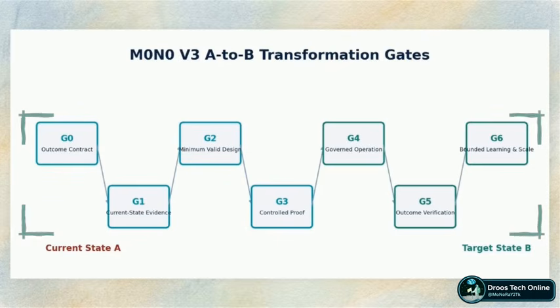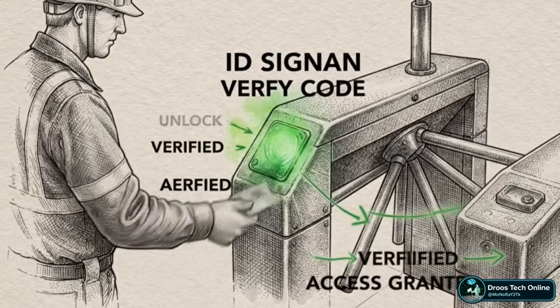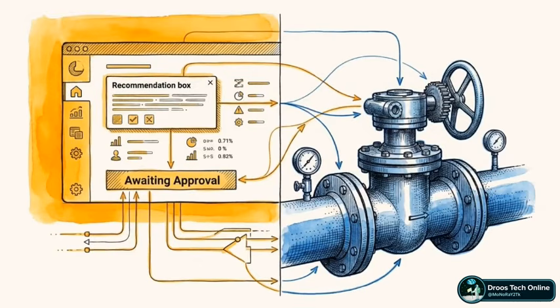To move from a diagnostic phase to a governed operation, every project must follow these 7 deployment gates. A project only advances when documented evidence proves that the requirements of the previous gate have been met. This governance architecture ensures that a digital recommendation only becomes a physical action after it has been authorized and checked.